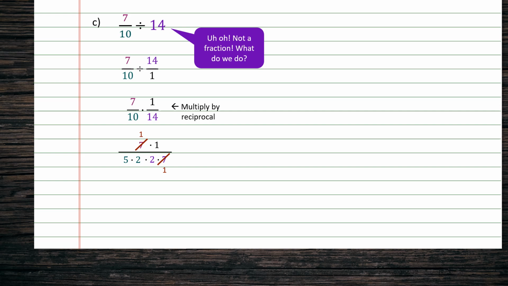Now that we have reduced all the common factors, we're ready to find what our solution is going to be. In the numerator, we have 1 times 1, and in the denominator, we have 5 times 2 times 2, making our answer 1/20.